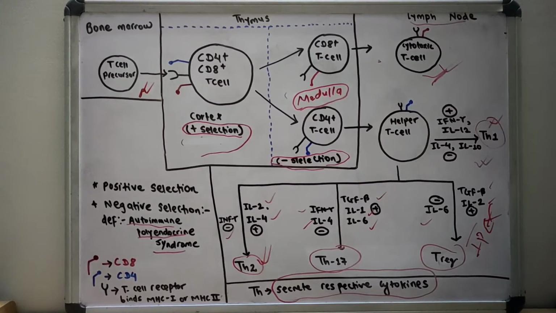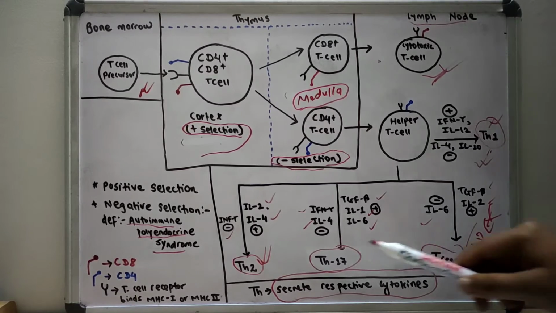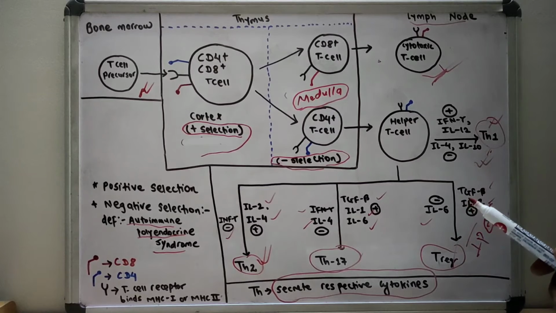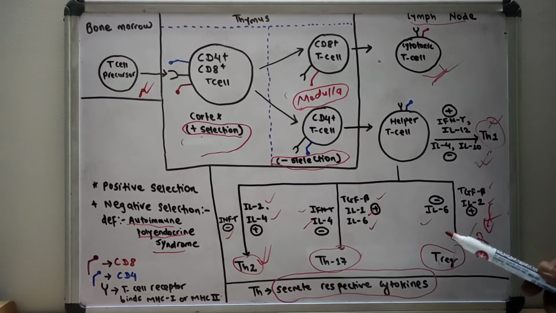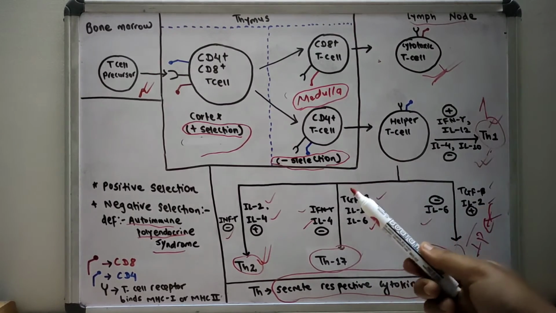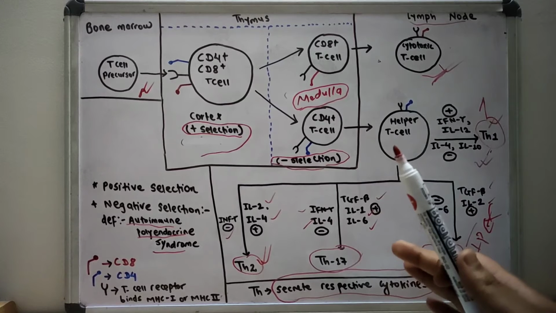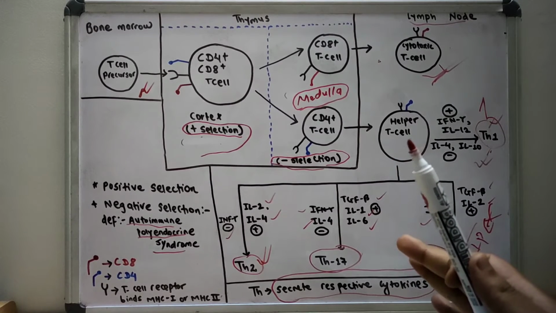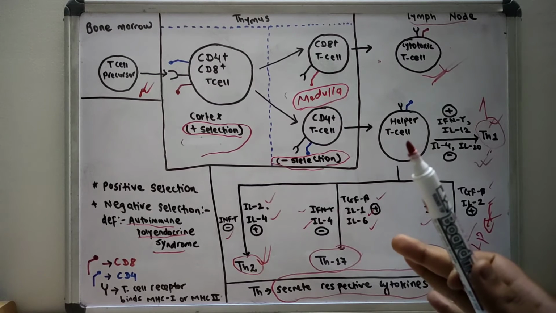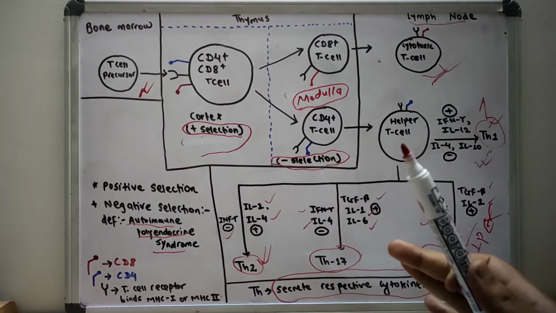Previously I have said that T helper 1, T helper 2, T helper 17 and regulatory T cells secrete their respective cytokines and they have their respective functions. We will discuss that in detail also. T helper 1 cell will secrete interferon gamma and interleukin 12. Interferon gamma and interleukin 12 help to activate macrophages and cytotoxic T cells. It occurs in the peripheral blood.